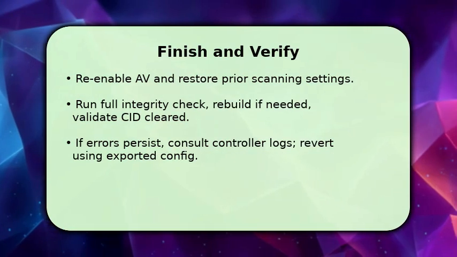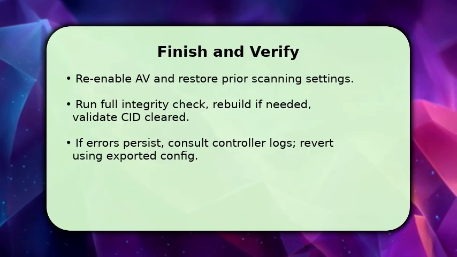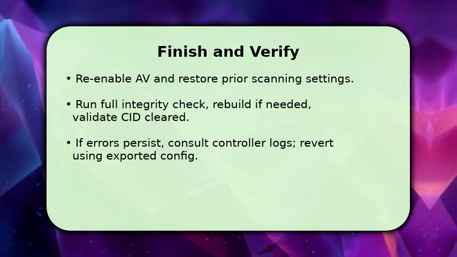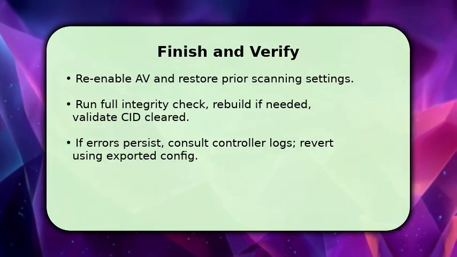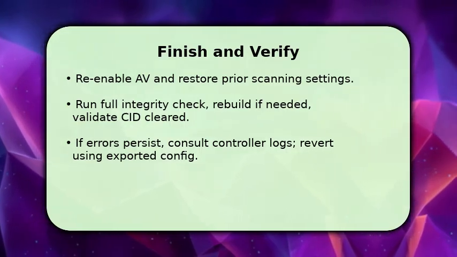Finish by re-enabling antivirus and restoring the original scanning settings you saved earlier, so you regain full protection. Then run a full file system and RAID integrity check. Rebuild arrays if the tool recommends it, and confirm the CID no longer appears in management interfaces.